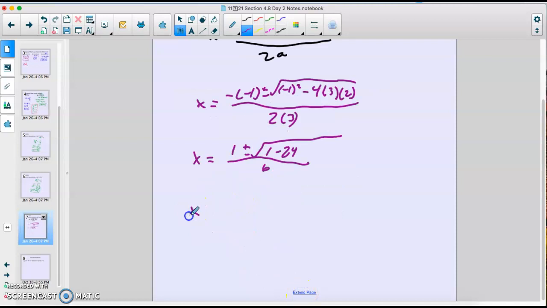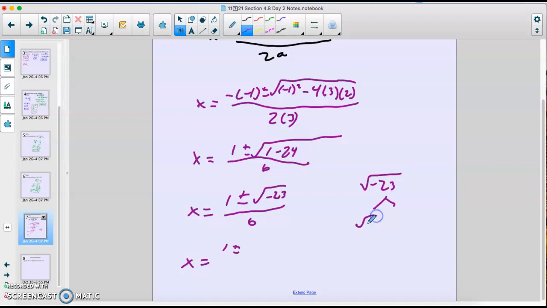Okay, we keep going. 1 plus or minus the square root of negative 23, all over 6. Okay, at this point we'd be like, uh-oh, but now we know better because we know about imaginary numbers. And so what we can do is 1 plus or minus, let's take out the square root of negative 1, right? Because negative 23 can be split into the square root of negative 1 and 23. 23 is prime, and so that just stays.